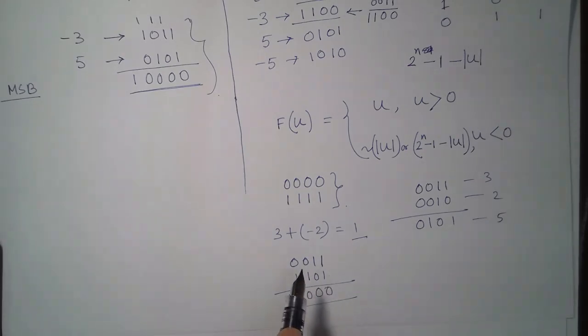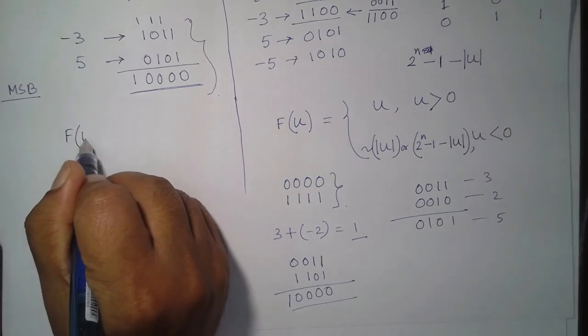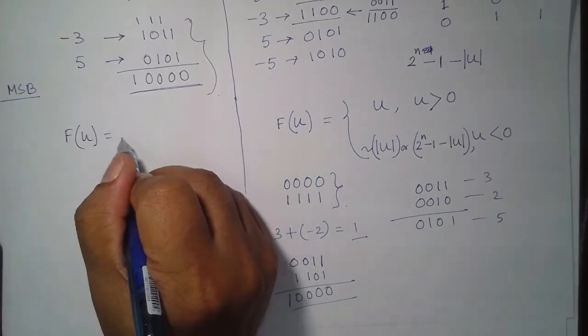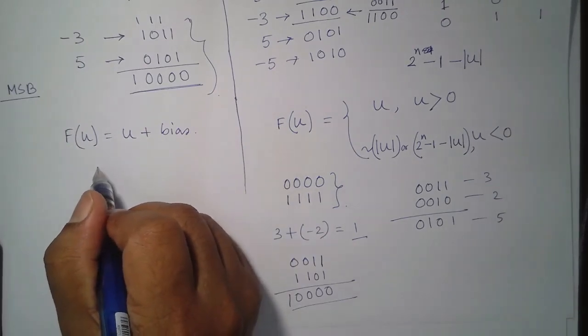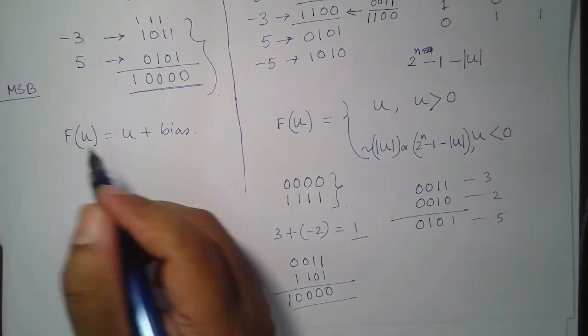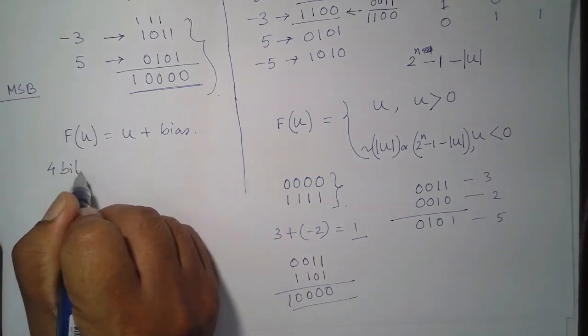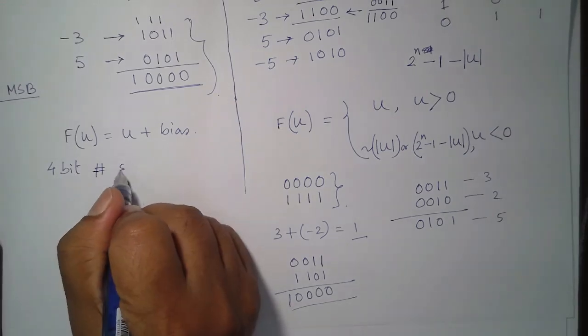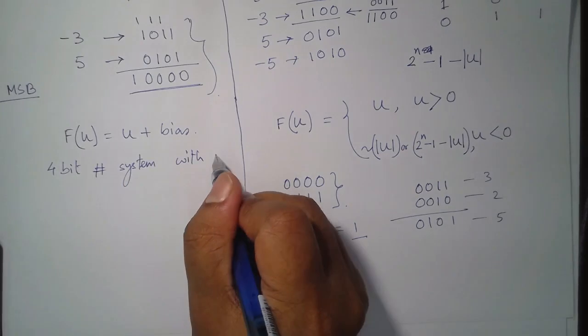There are other approaches, called bias based approaches, where any number is represented as that number plus some bias. For example, let us consider a 4-bit number system with a bias value of 7.